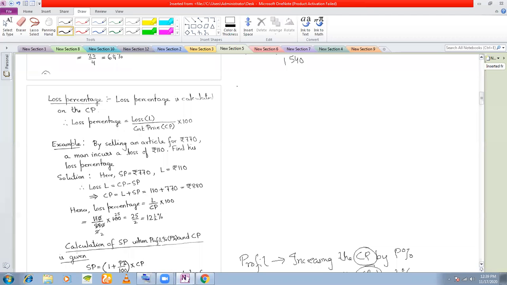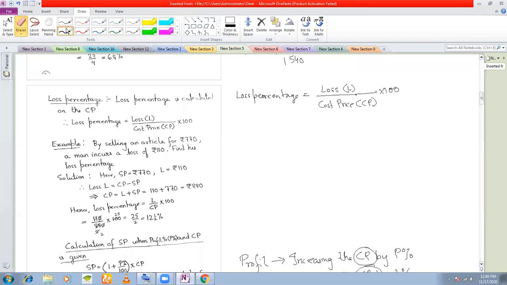Okay, so percentage loss, or loss percentage, and profit, whether profit percentage or loss percentage, both are calculated on the cost price. So loss percentage is L divided by cost price into 100. Whether profit or loss, you always calculate it on the cost price.